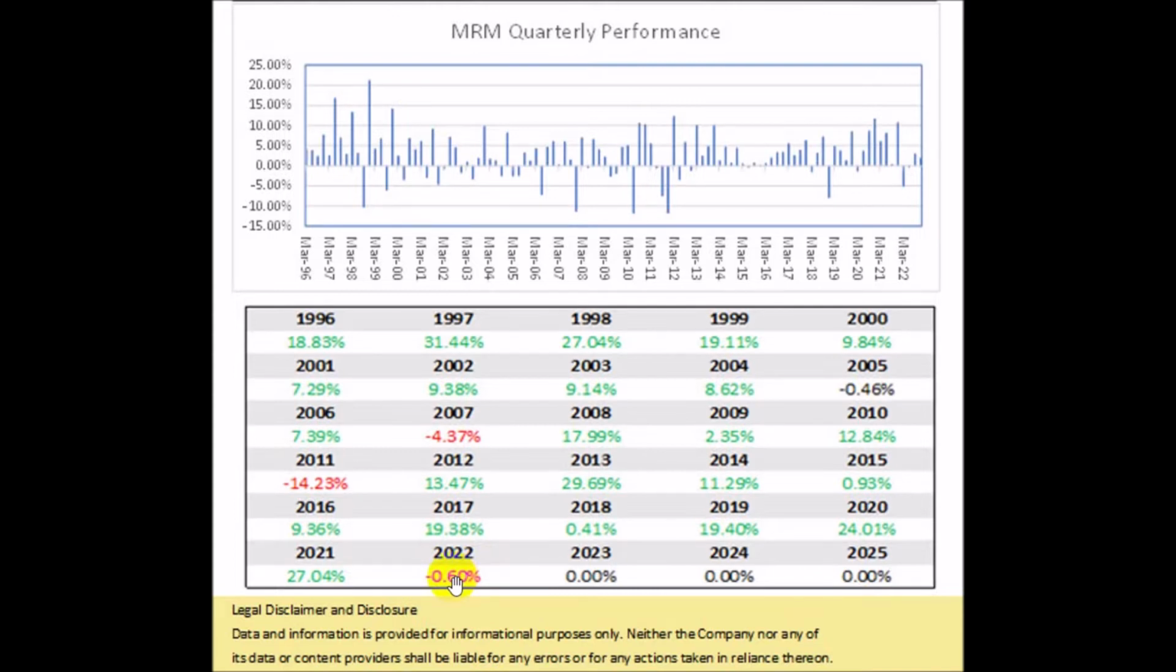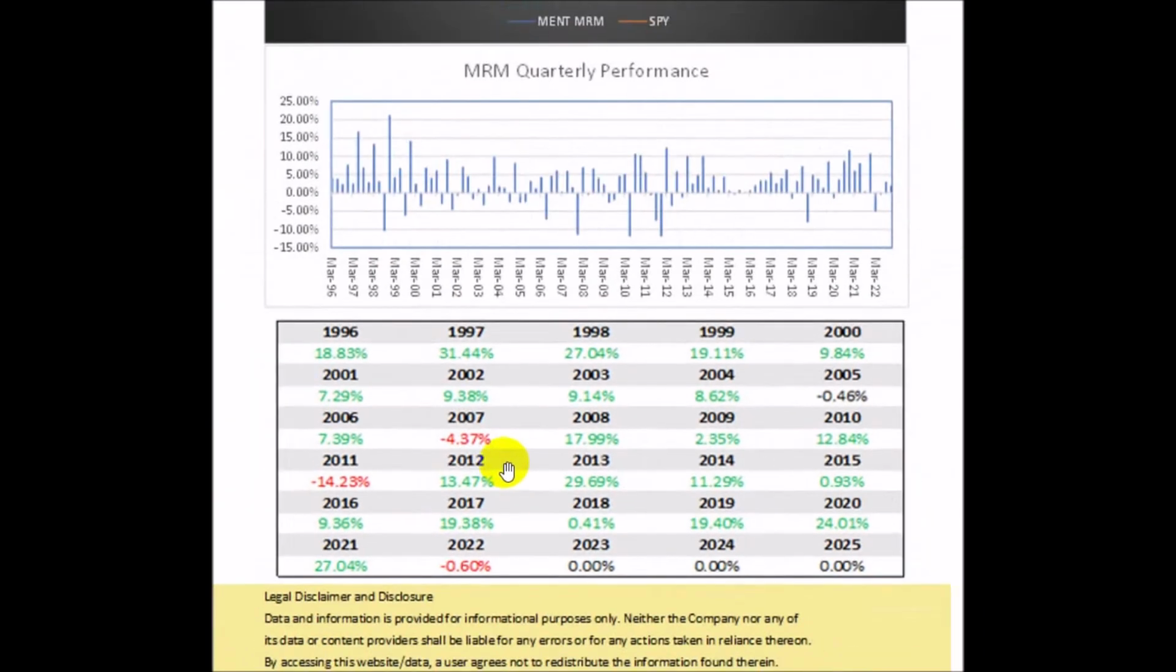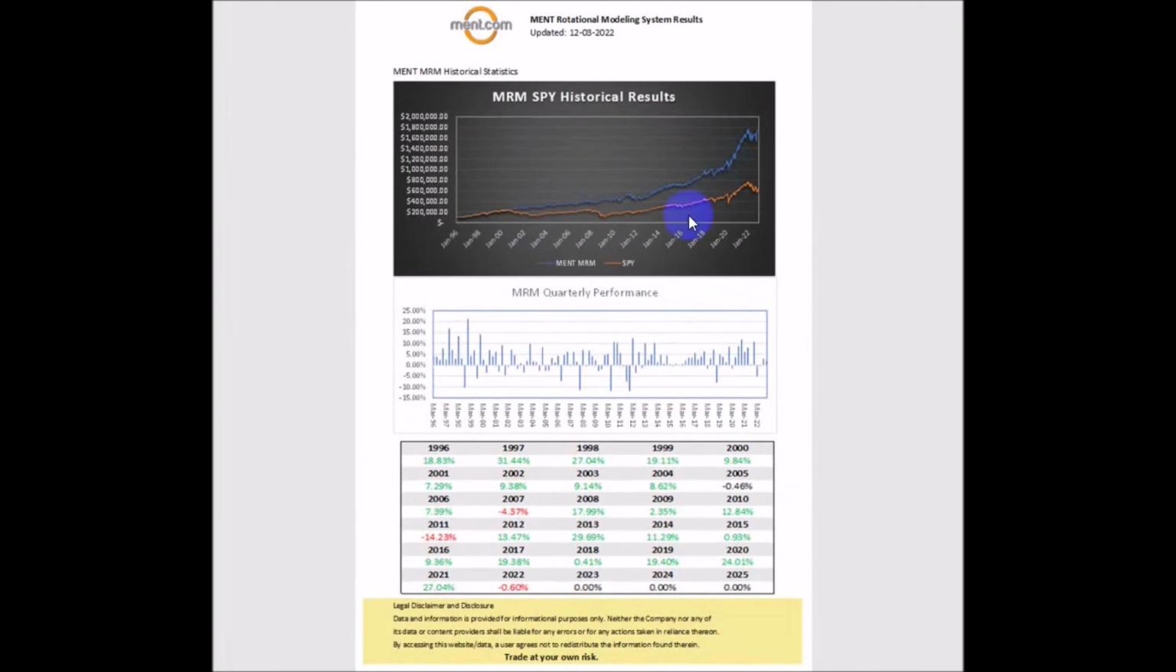This is extremely important. If you have any idea what's going on in the world of hedge funds and managed money, most other accounts are losing anywhere from 15, 20% minimum to upwards of 50, 60, 70% if you were overly aggressive this year. The rotational modeling system is doing exactly what it's supposed to be doing. It's protecting our capital. It's making money.